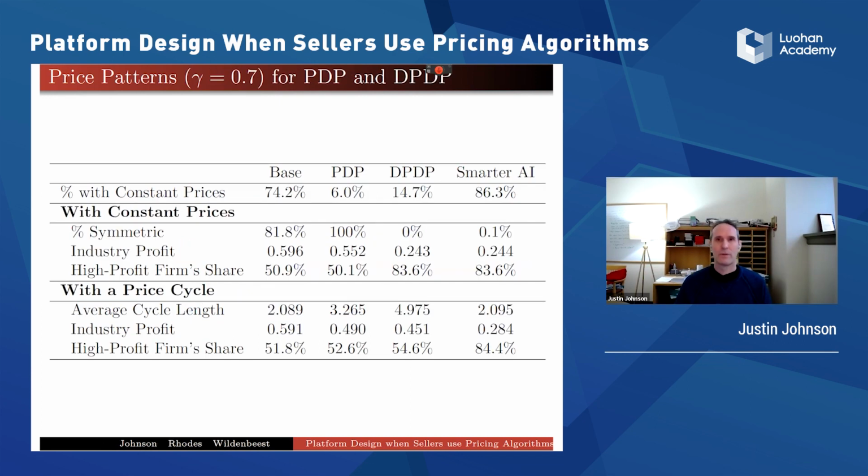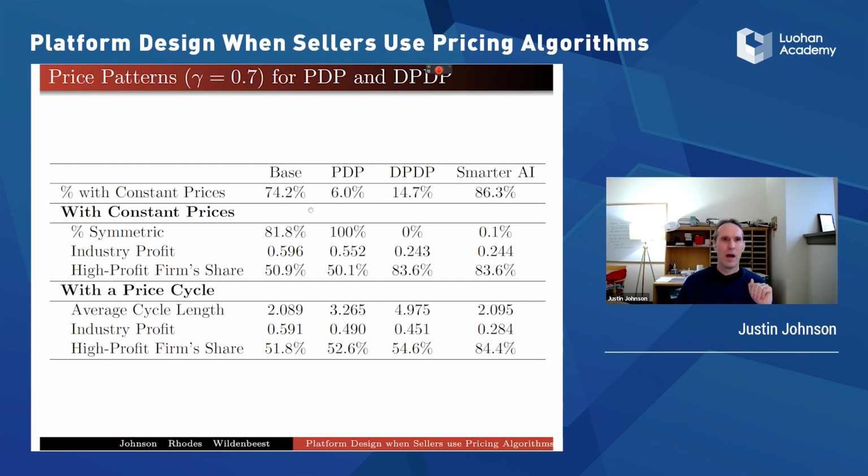There's a lot to process on this table, so you don't need to look at everything. I just want to look at a few things. First, I've got the base policy where you do nothing as the platform; you just always show both firms. Then we've got these 3 other policies here. At the top line, you can see how many of these outcomes have constant prices. In the base model with no intervention, you typically have constant prices. But if you implement PDP, you almost never have constant prices.